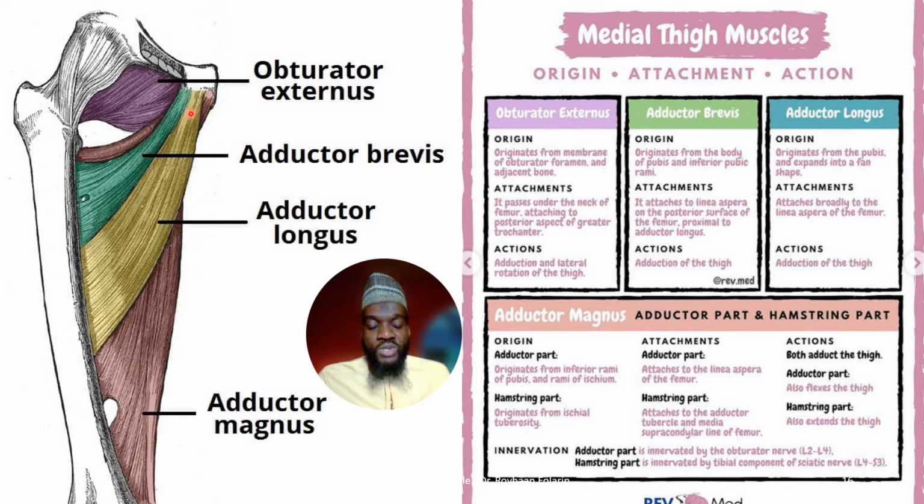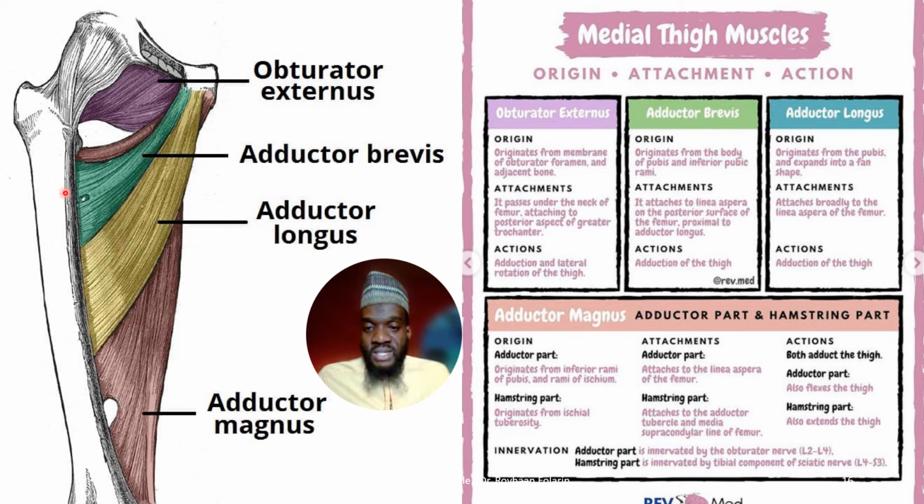So it's the hamstring part that originates from the ischial tuberosity. And then this adductor part, you can see it's attaching to the linea aspera of the femur. It's also in a fan shape, and it's much wider in expanse than the adductor brevis and longus put together.